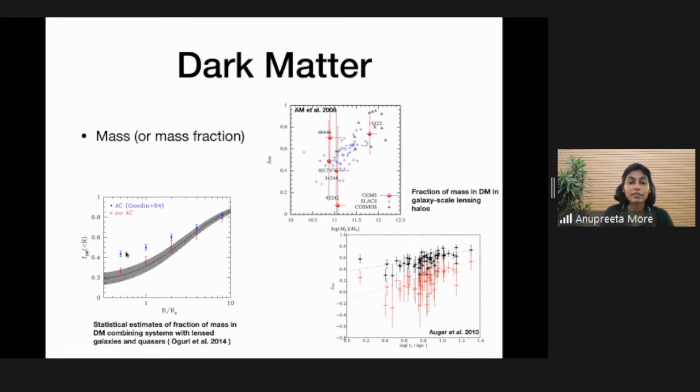And we can see that the fraction of dark matter depends on the radius of the galaxy.